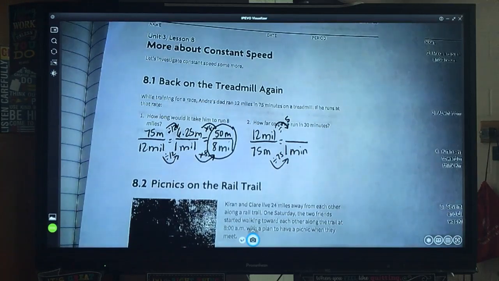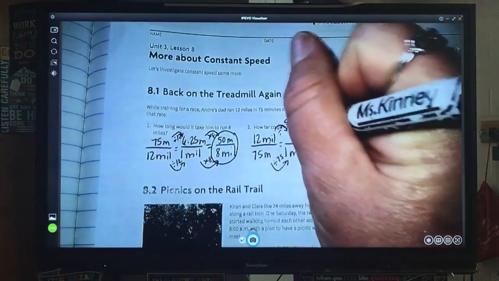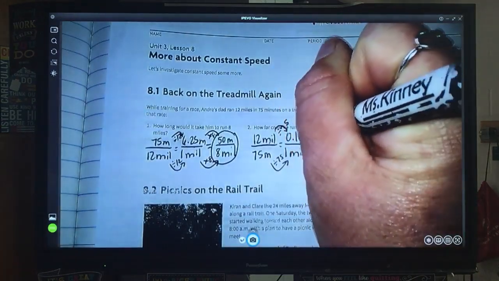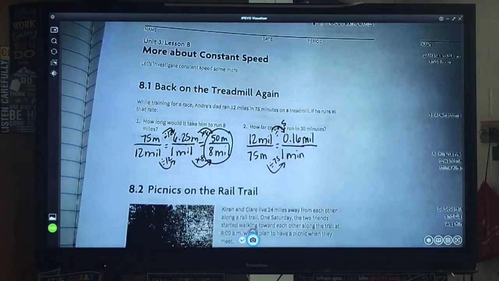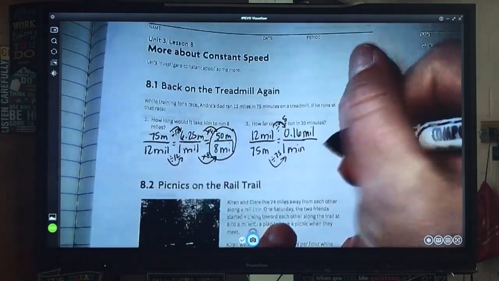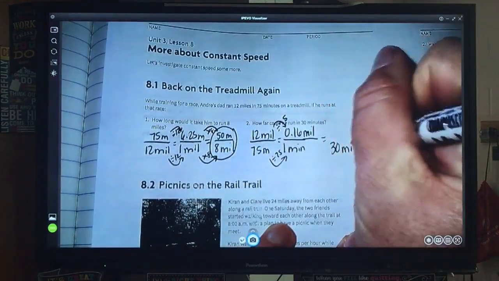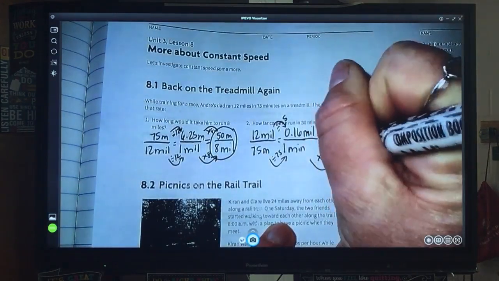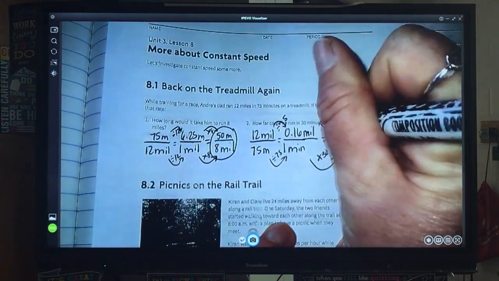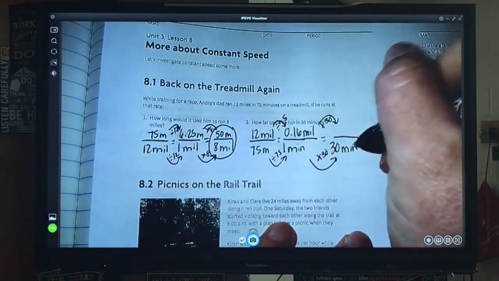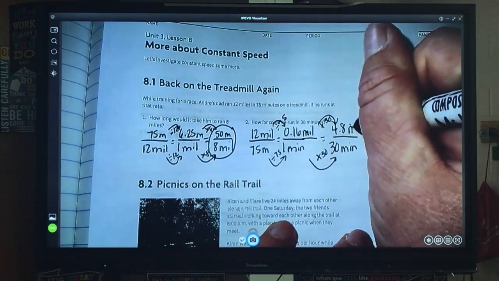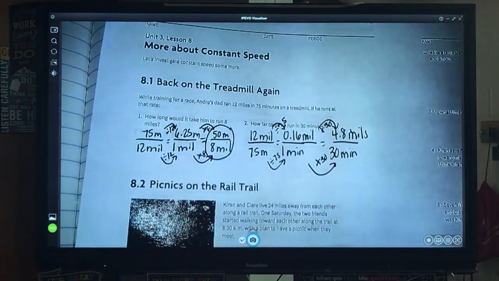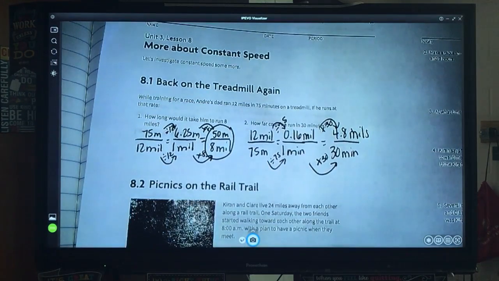All right, so when you do that, did anybody do this? I did. All right, what'd you get, Jackson? I got 0.16. Yes. So 0.16 miles per 1 minute. So then what do we do with this information? Brock? Multiply by 30. And then Brock, what did you end up with? 4.8 miles. Again, not the only way, but it's one way.